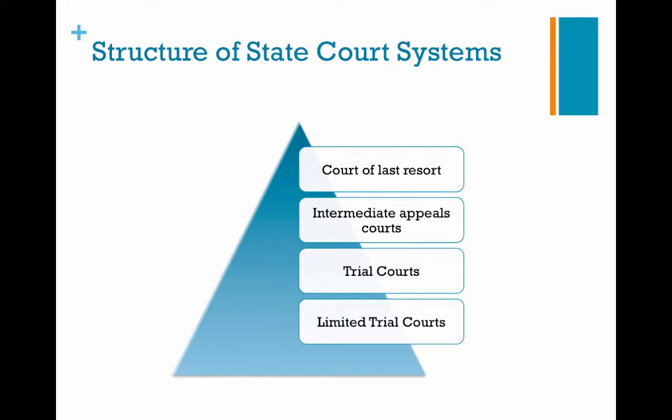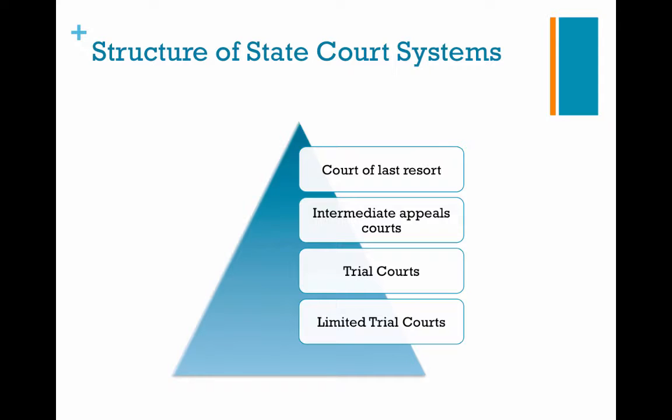Then there is a level of intermediate appeals courts that mirrors in many ways the circuit court system on the federal level. Below that, though, are your trial courts, and then even below that are limited trial courts. So the trial court system is usually broken up, particularly the smaller dollar value cases, even more so, because of the extremely high number of cases in the system.